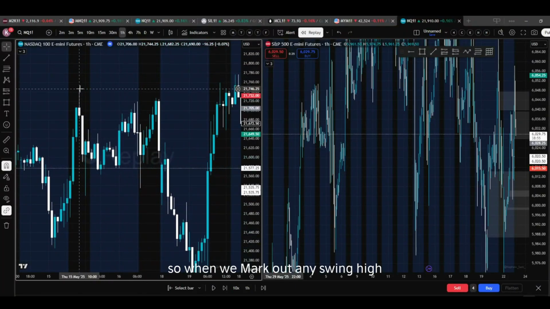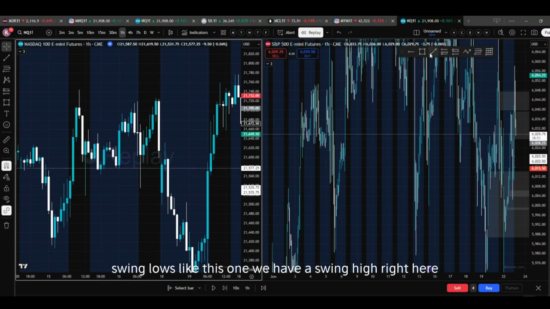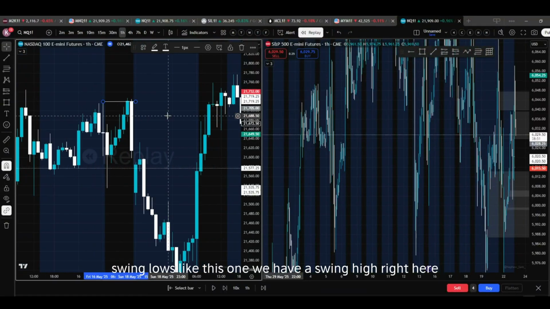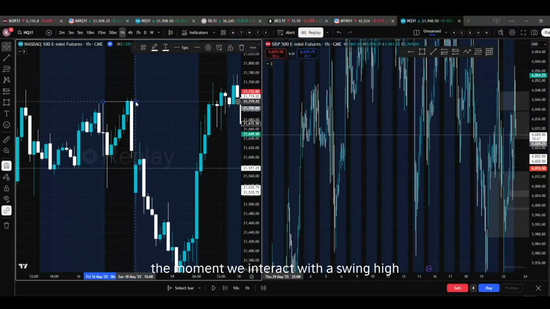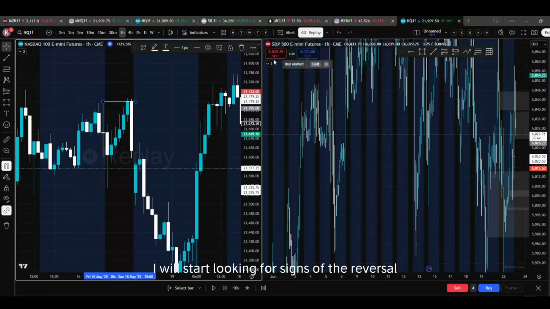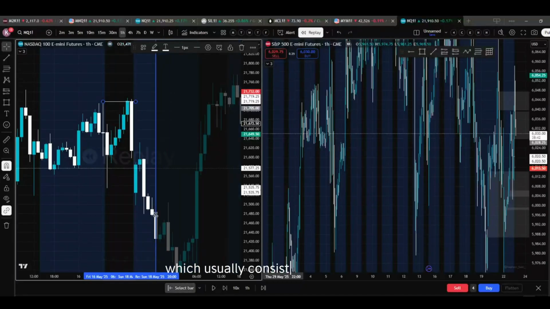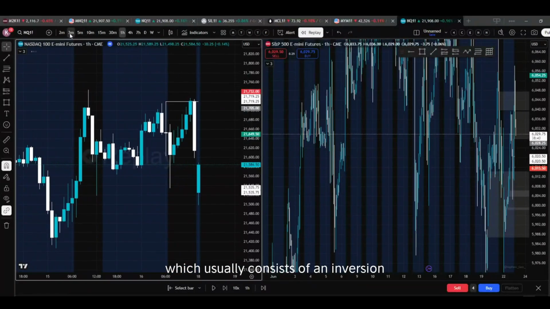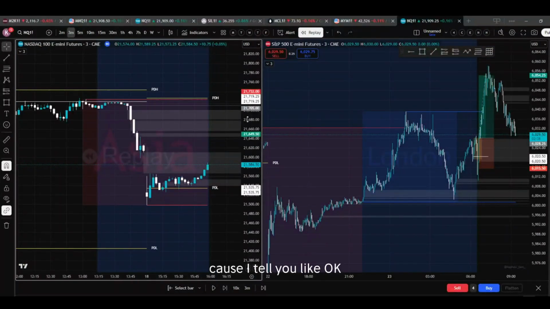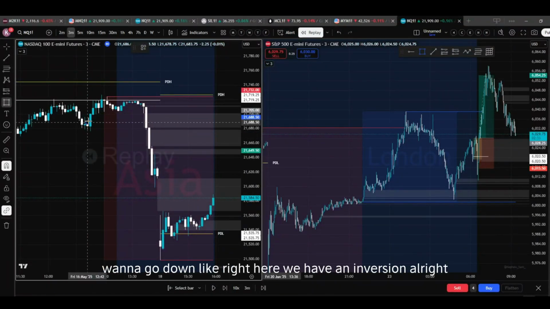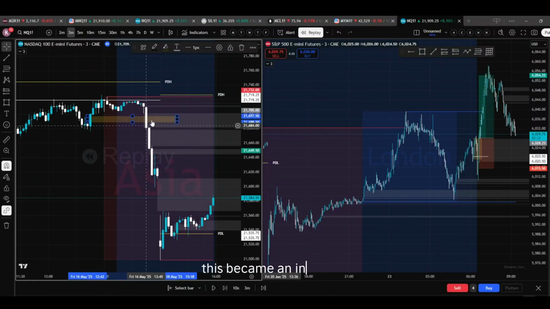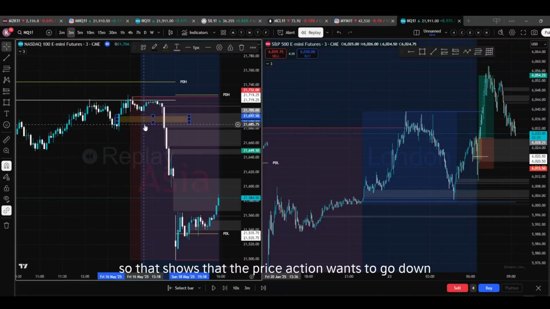So when we mark out any swing high, swing lows like this one, we have a swing high right here. This is where I will start looking. The moment we interact with a swing high, I will start looking for signs of a reversal, which usually consists of an inversion, because that tells you we're going to inverse something. That means that we want to go down. Like right here, we have an inversion. This became an inversion, so that shows that the price action wants to go down.